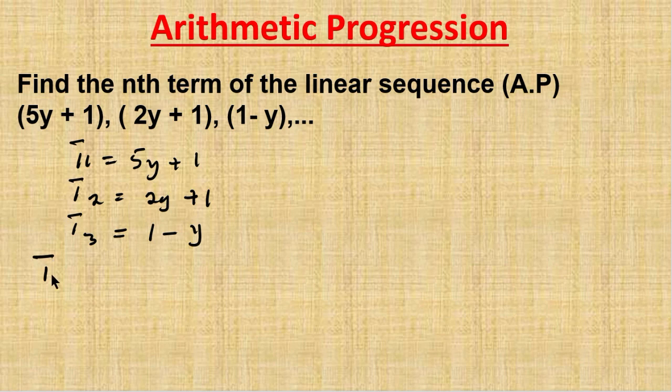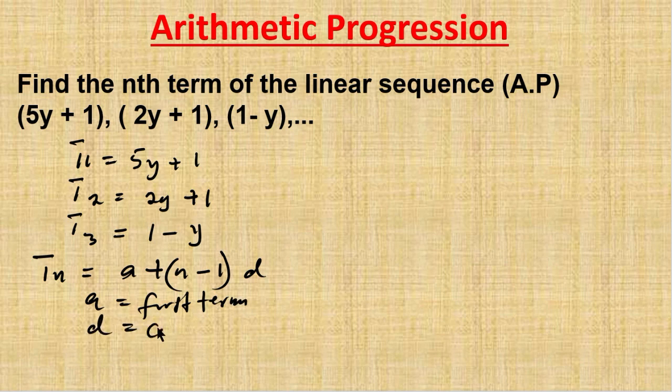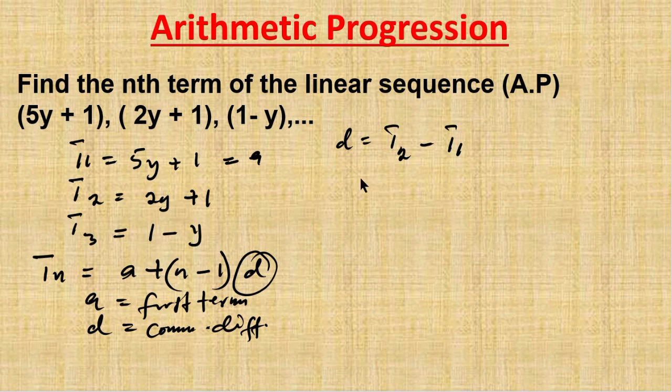We know that the Tn of any arithmetic progression is given as a plus (n minus 1) into d, where a is the first term and d is the common difference. So to find the nth term of this arithmetic progression, we already have a, which is the first term. This is my a. All we need to find now will be the d. Now to find my d, obviously my d will come from t2 minus t1, or I can also apply my d to come from t3 minus t2.